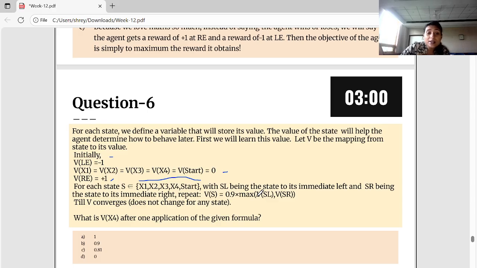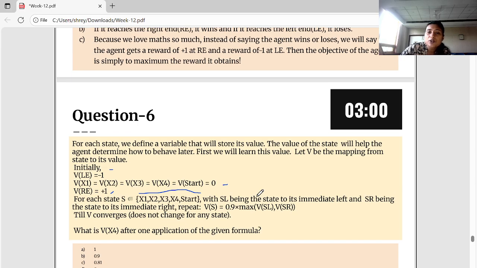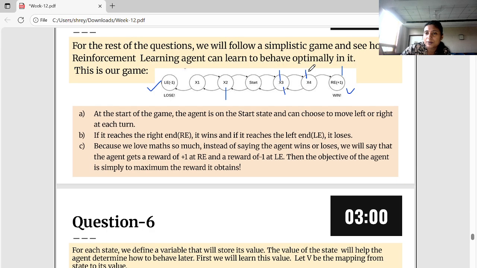So the question is, what is the value of x4 after one application of the given formula? So let's say our agent is at x4. What is the value of x4? The maximum of the value of this or this, multiplied by 0.9. So this has the value 1, this has value 0. So the maximum of this value will be 1 and you multiply it by 0.9. So this will be the value of x4.